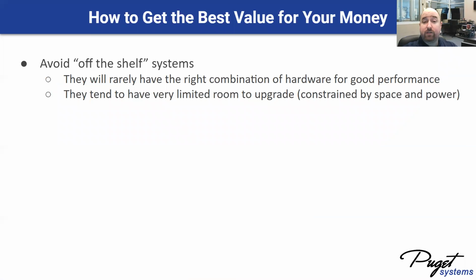Avoid off-the-shelf systems. Things you just go down to Best Buy and purchase are usually not going to have the right combination of hardware for good performance in an application like Pix4D. And they tend to also have very limited room to upgrade. So you might go, oh, well, I can add more RAM to the system. You get home and find out all the slots are already used, or worse, sometimes the stuff is soldered on and can't be changed. And another big thing I've seen people run into is underpowered systems. So yeah, there's room to add a dedicated video card, but there's not a big enough power supply, and maybe the power supply is custom to that chassis or something weird.